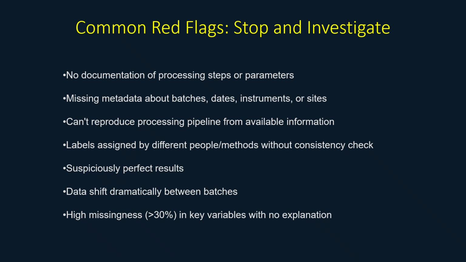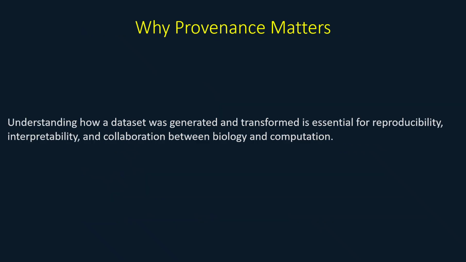And now let's see why this provenance is important. I mean, first, reproducibility, right? So if you cannot trace how data was generated and transformed, you cannot reliably reproduce results. And reproducibility is fundamental to experimental science.